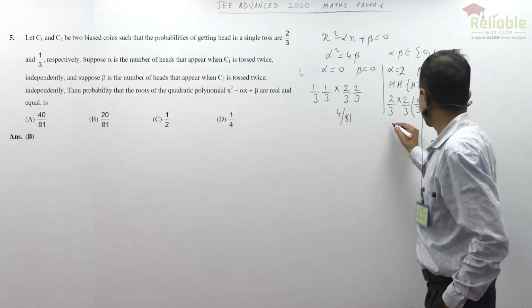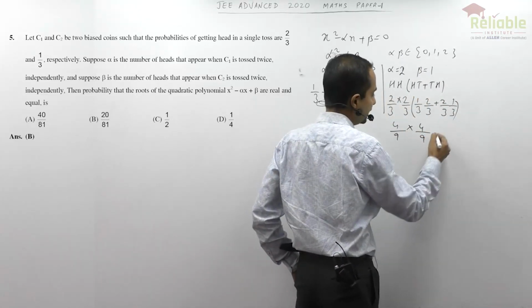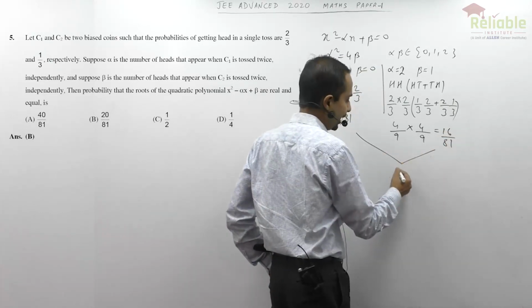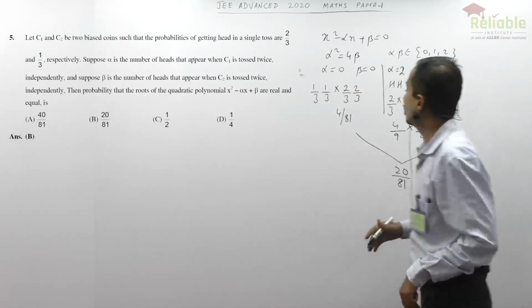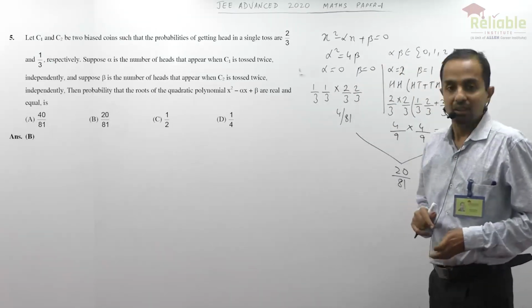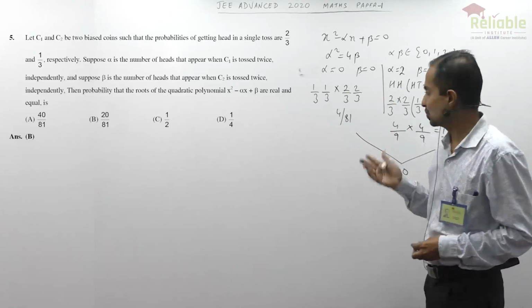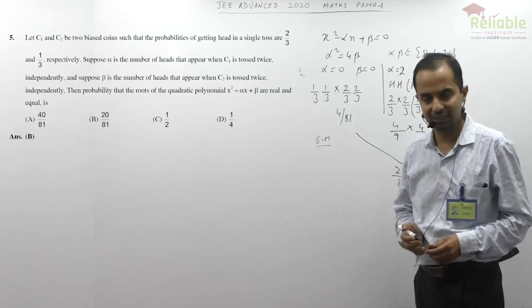So let us solve this. 4/9 times 4/9, that is 16/81. So if we add these two, 20/81. So this is the probability of obtaining real and equal roots. So this is an easy to moderate problem. Students must not have found any difficulty in solving it.